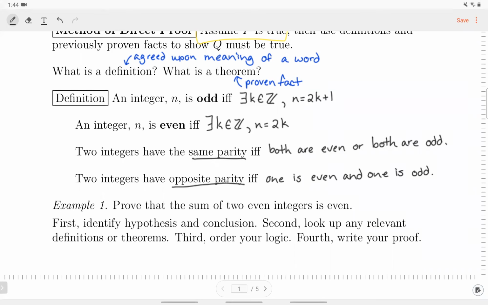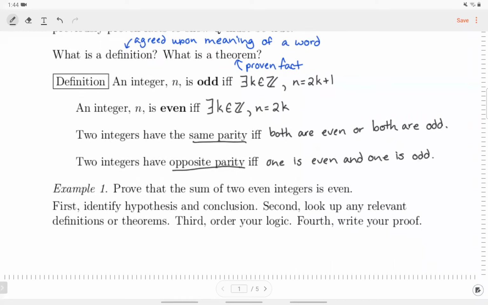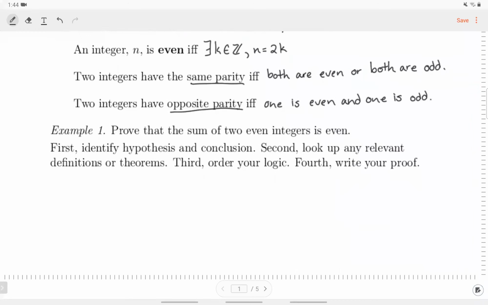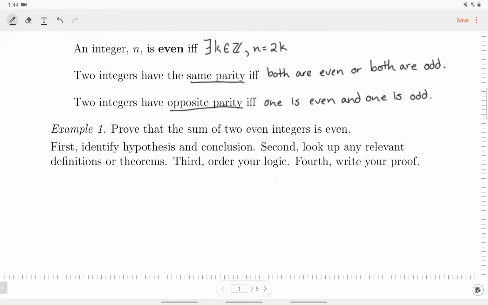Okay, so let's do our first proof. We are going to prove that the sum of two even integers is even. In order to do that, we're going to have to identify our hypothesis and our conclusion.